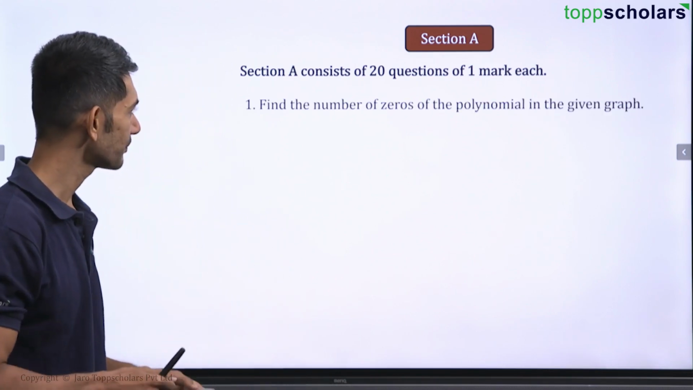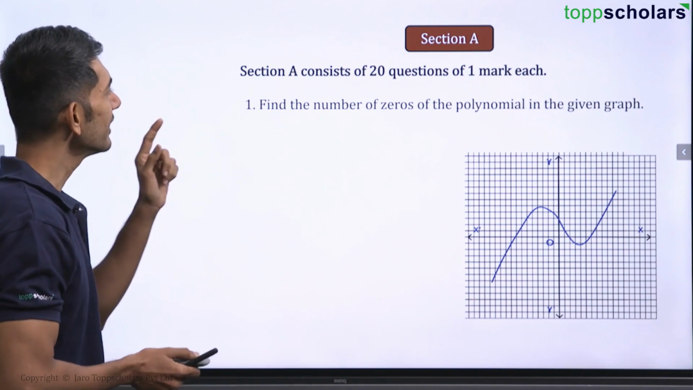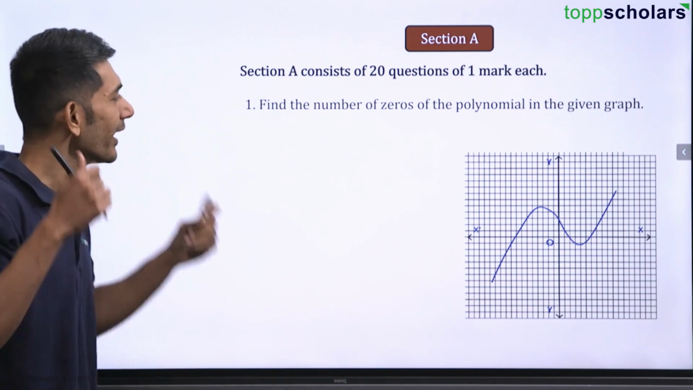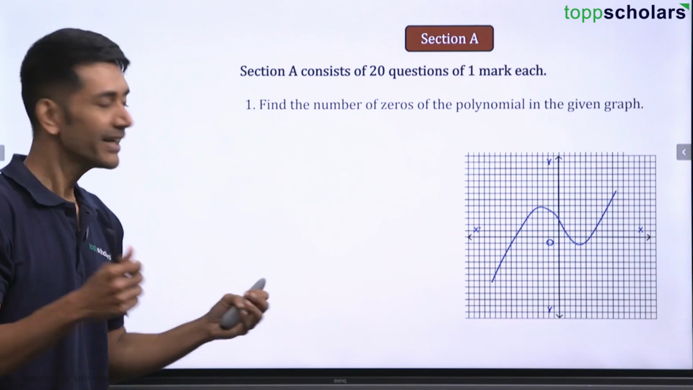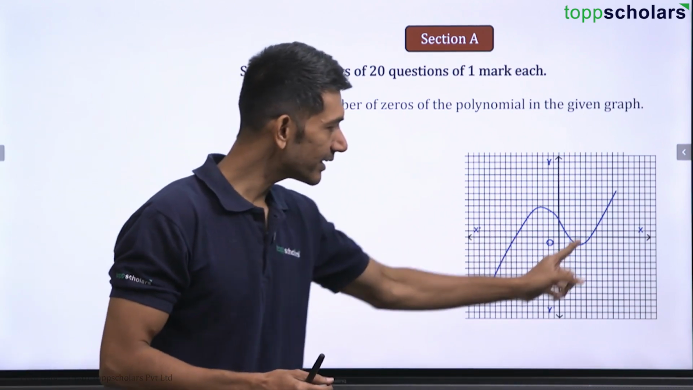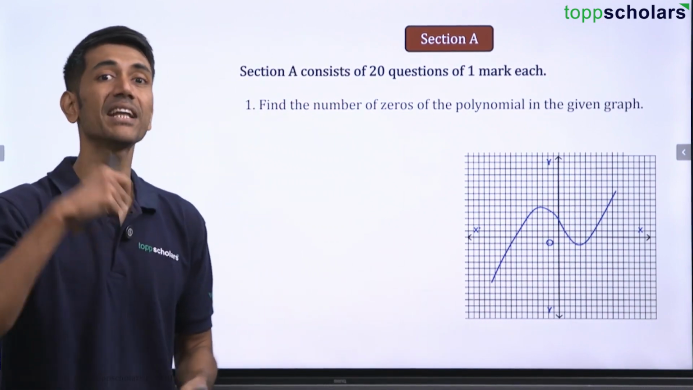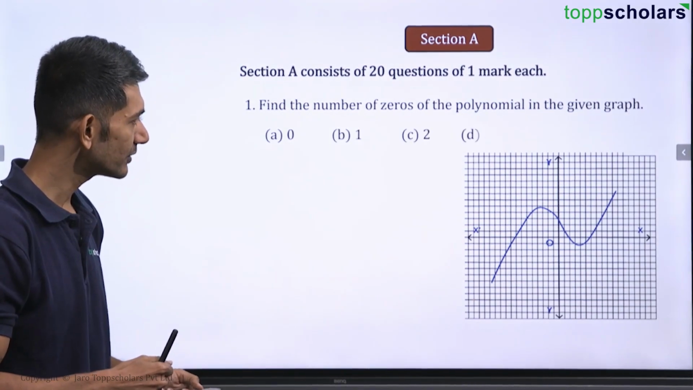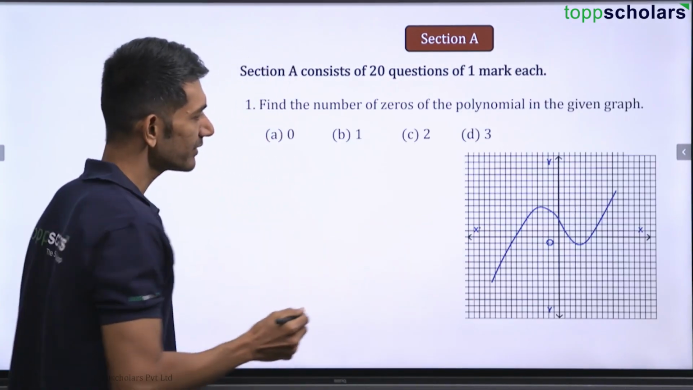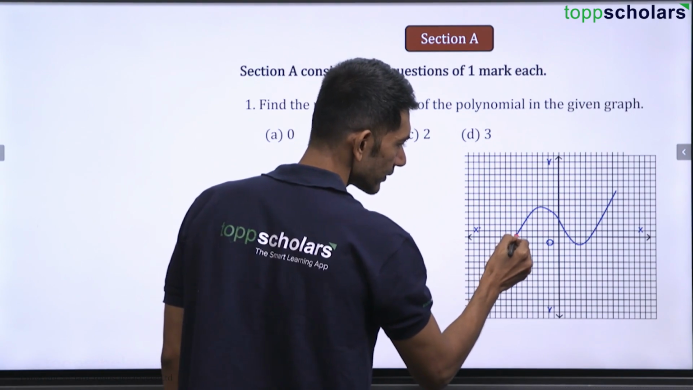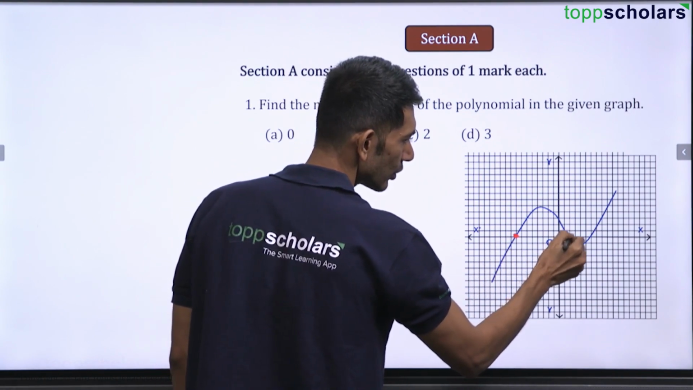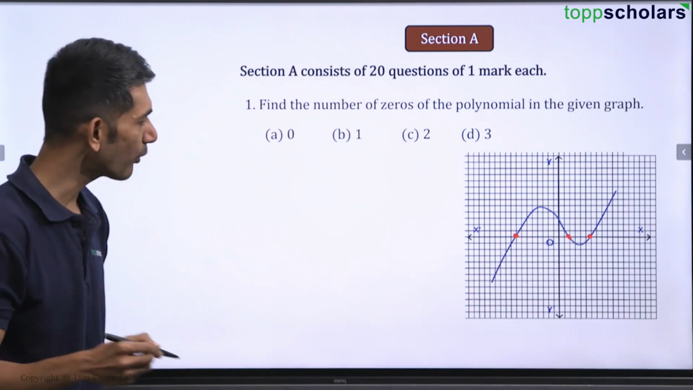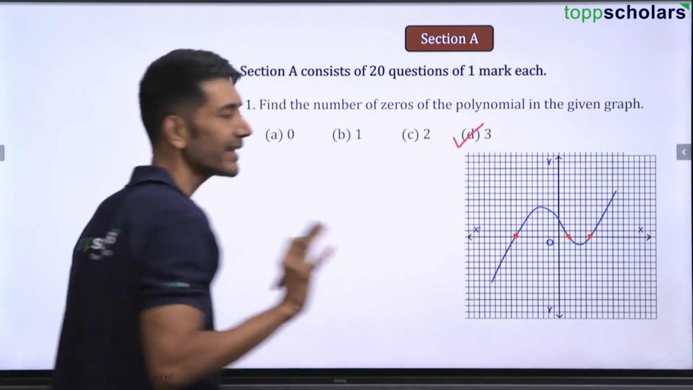So let's begin. The question says, find the number of zeros of the polynomial in the given graph. Okay, how do we find out the number of zeros? It's very simple. We see where the graph cuts the x-axis and in how many points. So observe, we have 4 options. Can you find out? So if you see this graph, 1, 2, 3. So can I say this graph cuts the x-axis at 3 points? Yes. Therefore, 3 is the correct answer.